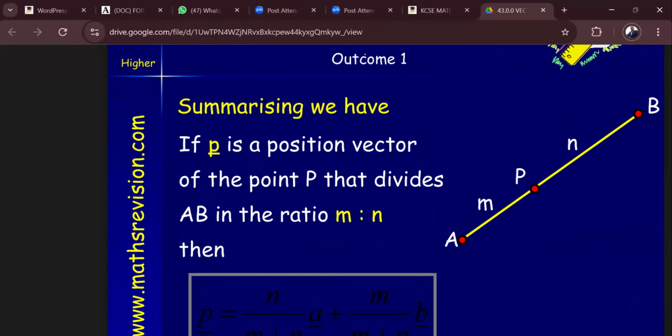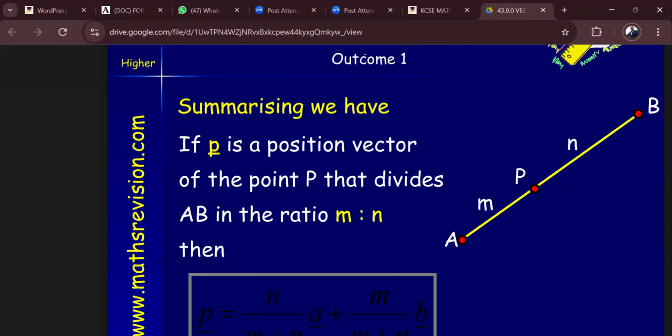So if there are points A, B, and C, how do you prove that they're in the same line? By first getting the position, the components of each. You look for the components of AB, which is B minus A. Then you look for the components of BC, which is C minus B. When you put them there, you look for a way to factor out.